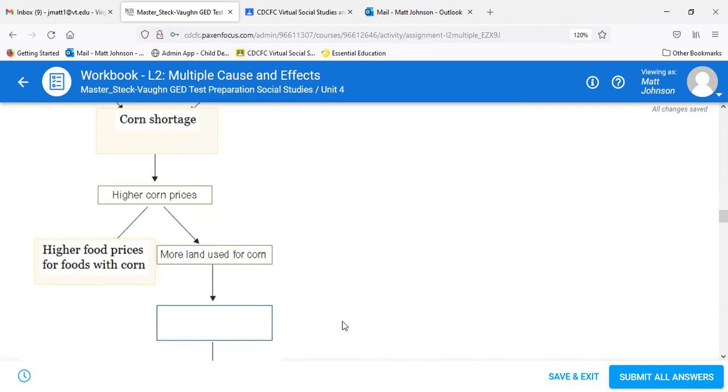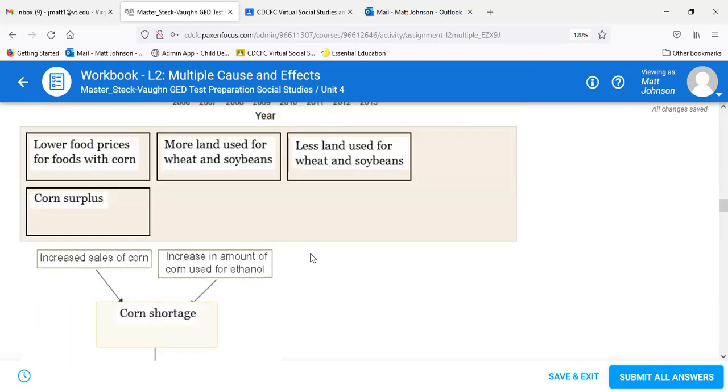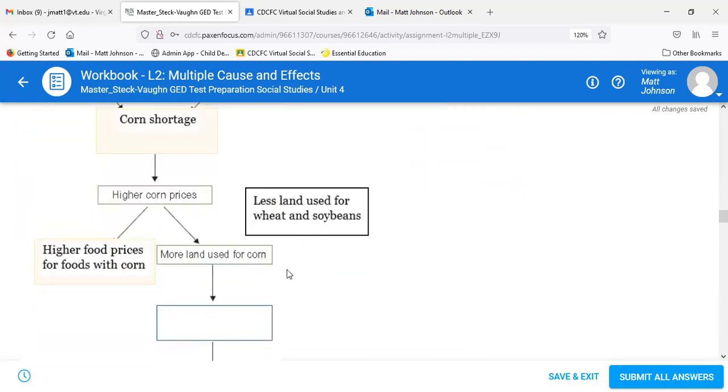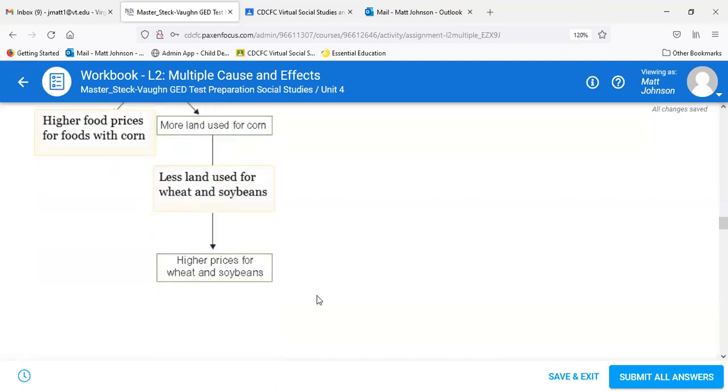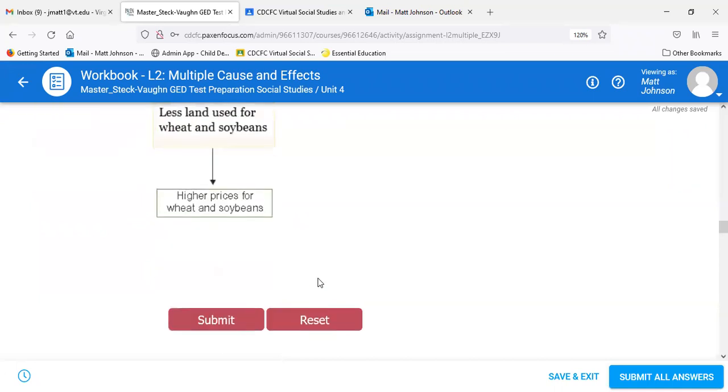All right, so then more land, right? So now we want to increase production of corn because the demand's higher. We're getting some more money out of it. So now more land used for corn. So what's that gonna do? Less land used for wheat and soybeans. Right. You only have so much land to grow any one of those items. So you're going to have to pick and choose if you're a farmer, right? So if you happen to be on a large corporate farm or something like that, then you have to decide what land you're using for what. So then less land used for wheat and soybeans. Well, what's going to happen then? Higher price for wheat and soybeans, right?